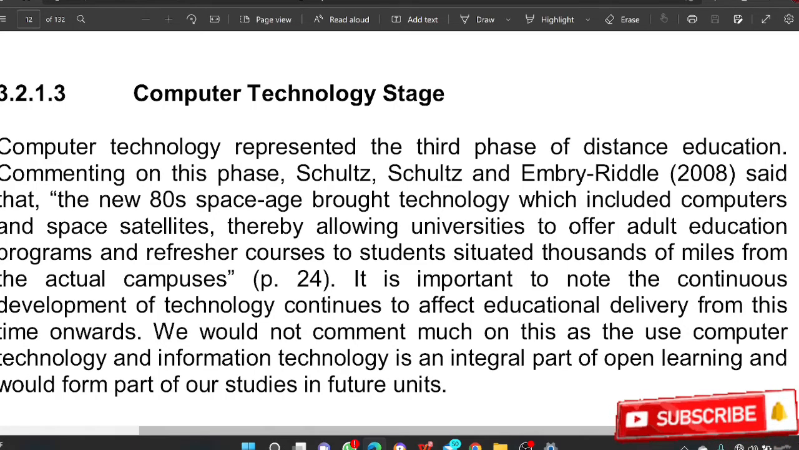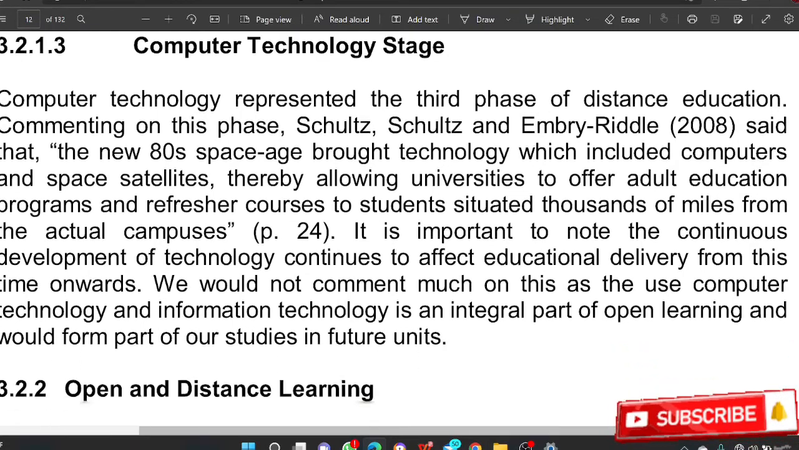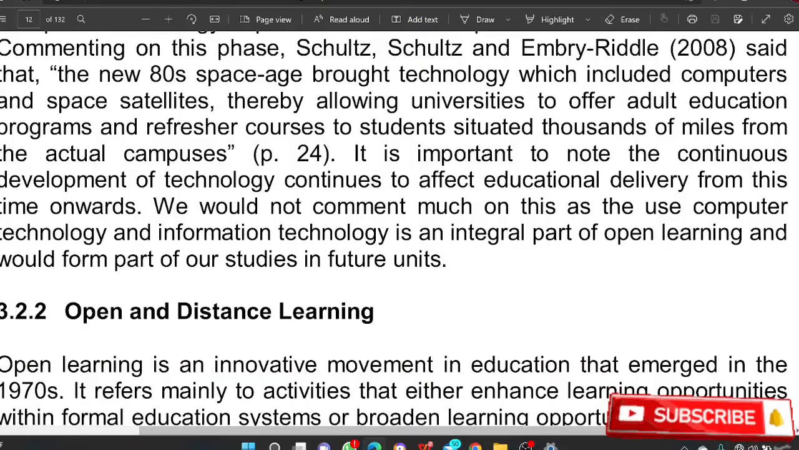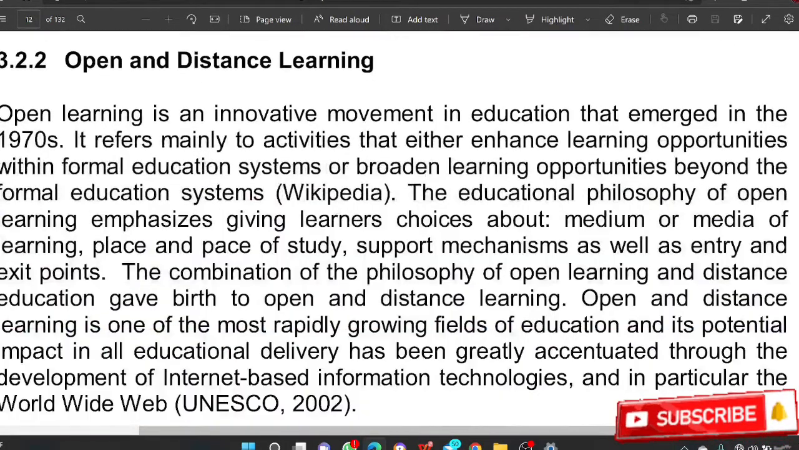It is important to note the continuous development of technology continues to affect educational delivery from this time onwards. We would not comment much on this, as the use of computer technology and information technology is an integral part of open learning and will form part of our studies in future units. Now we have open and distant learning.